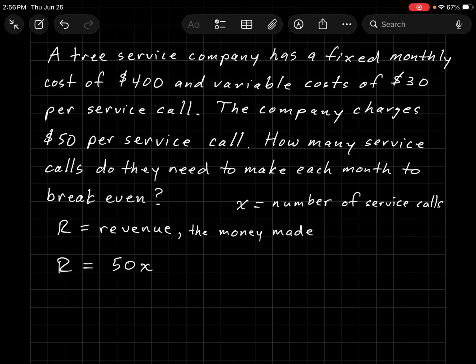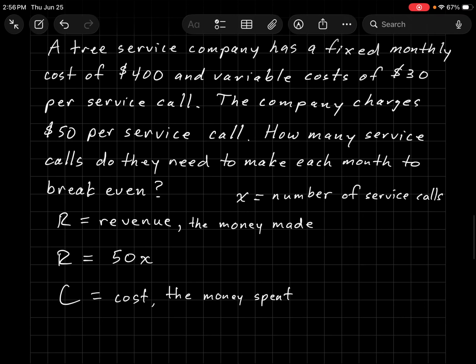Now, let's define something else called the cost. I'll call it C, and I'll say this is the money spent. So what is my cost equation? Well, the cost is $400 plus $30 times every service call. So I have two equations, but I really only have one variable. How do I use this to solve what I need? The question asks, how many service calls do they need? What is the value of x? To make each month to break even.